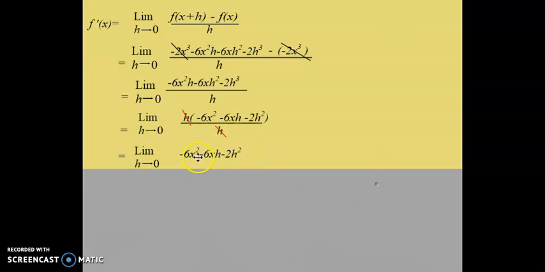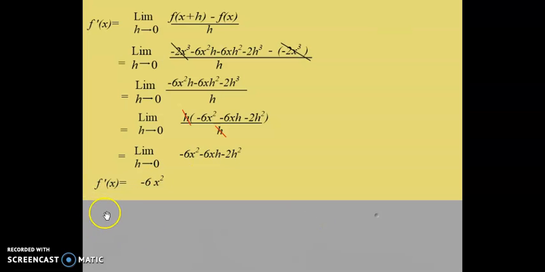Now I'm going to substitute 0 in there. This will become 0. I will substitute 0 in there. So this will become 0. So my answer is negative 6x squared. So I write it as f prime is equal to negative 6x squared.